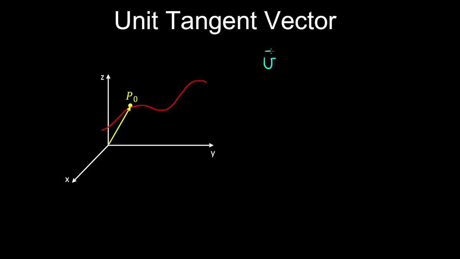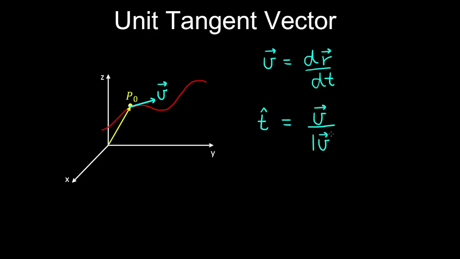Recall the velocity vector is the derivative of the position function with respect to t, and it's tangent to the curve at the point defined by the parameter t. So therefore, we can define a unit tangent vector as the velocity over the magnitude of velocity. This unit vector is in the direction of v, so it's also tangent to the curve. This is called the unit tangent vector.